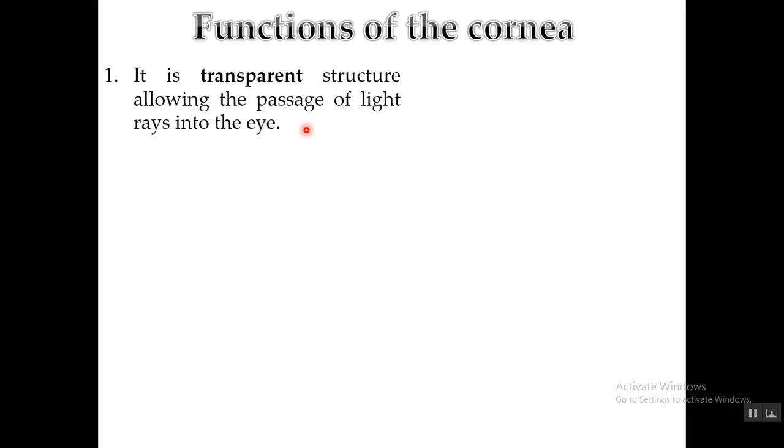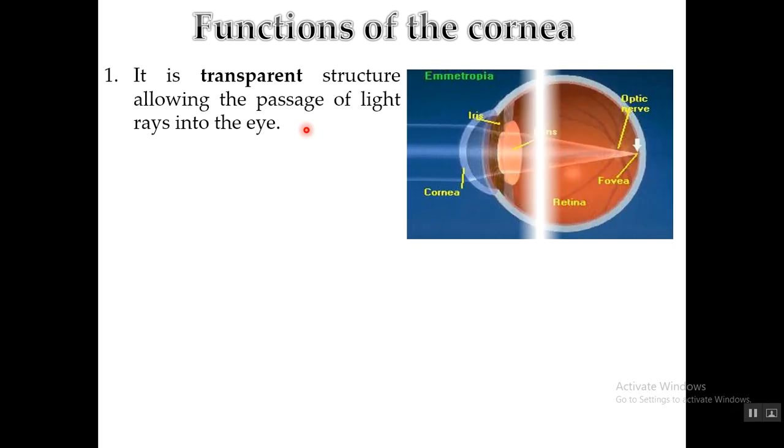What about the function of the cornea? The cornea has 4 main functions. Number 1, it is a transparent structure. What is meant by transparent structure? It allows the passage of the light through it to enter your eye to reach the retina.